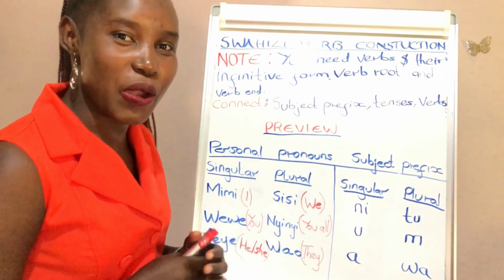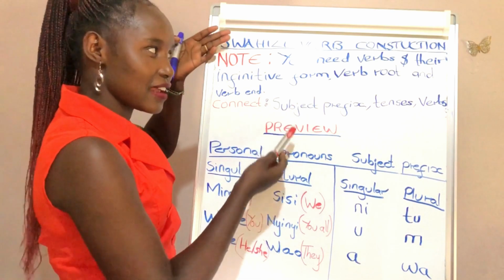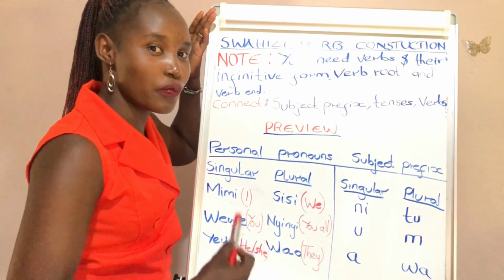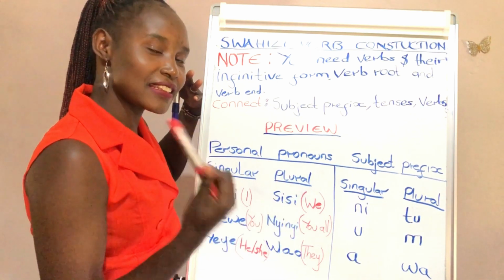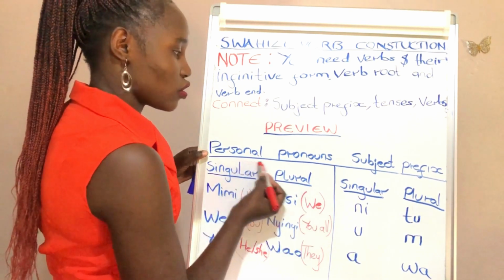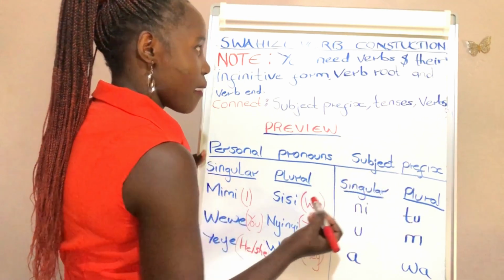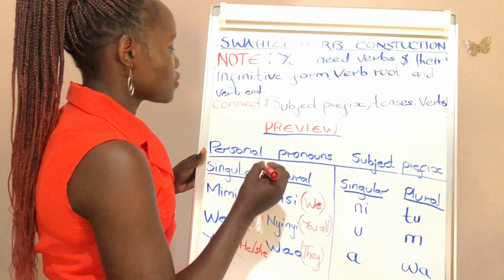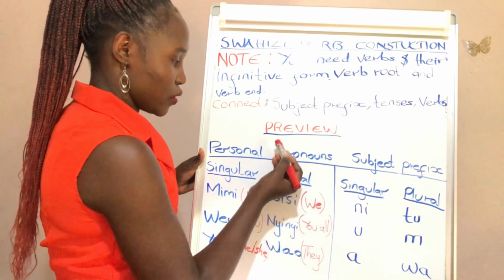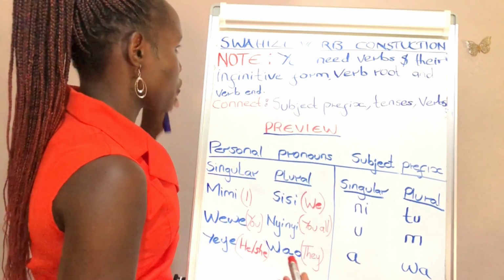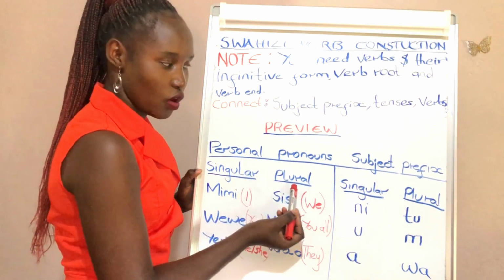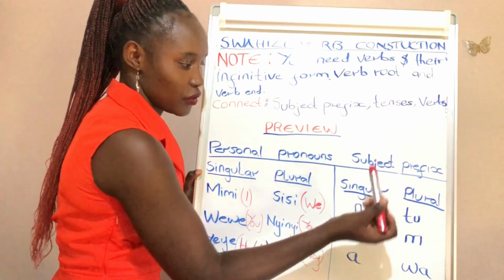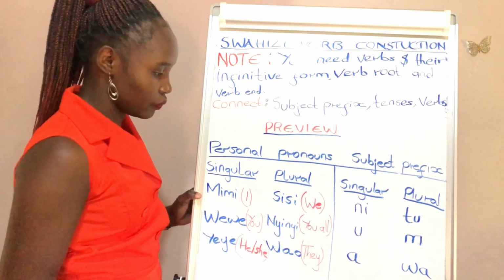I hope you are ready with your pen and your book to understand this, because this is what is going to make you be able to construct a fluent Swahili sentence. We had gone through personal pronouns and subject prefix, but since today's lesson lies on this, let's first preview and then we continue. We have personal pronouns in singular and in plural form, and then we have the subject prefixes for the singular and the plural form.